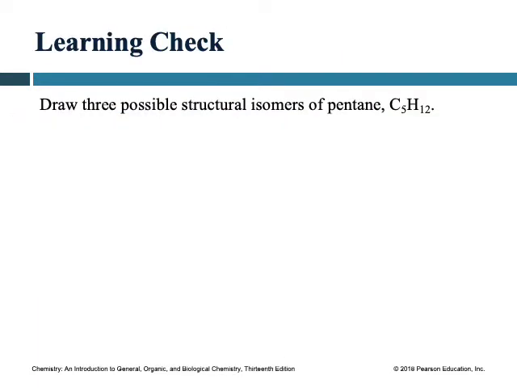So now let's take an example and try to solve this problem. Draw 3 possible structural isomers of pentane, C5H12. This is the molecular formula.